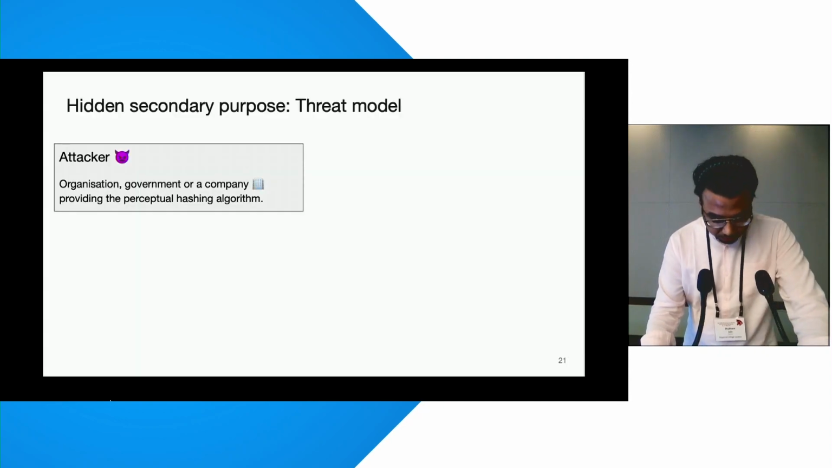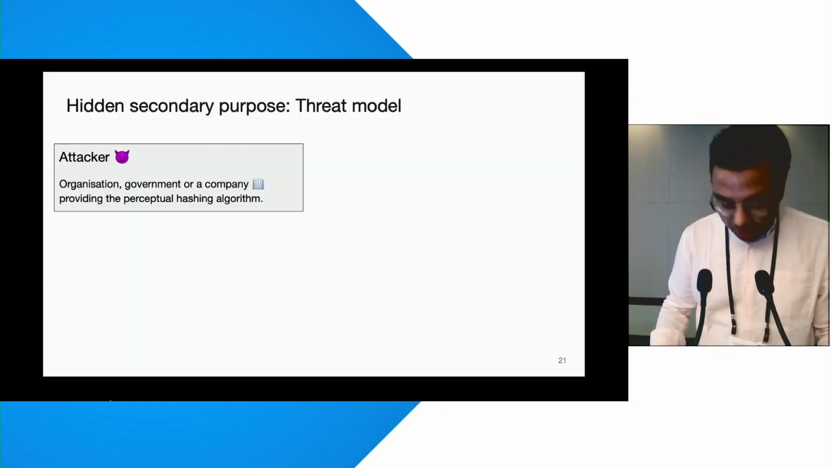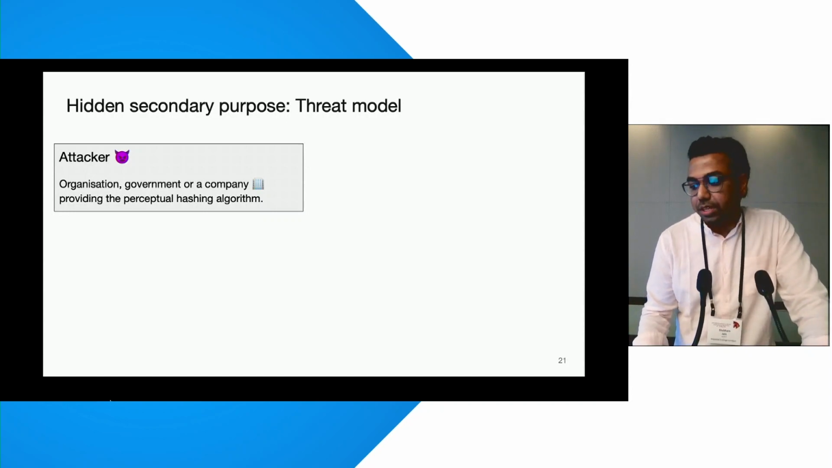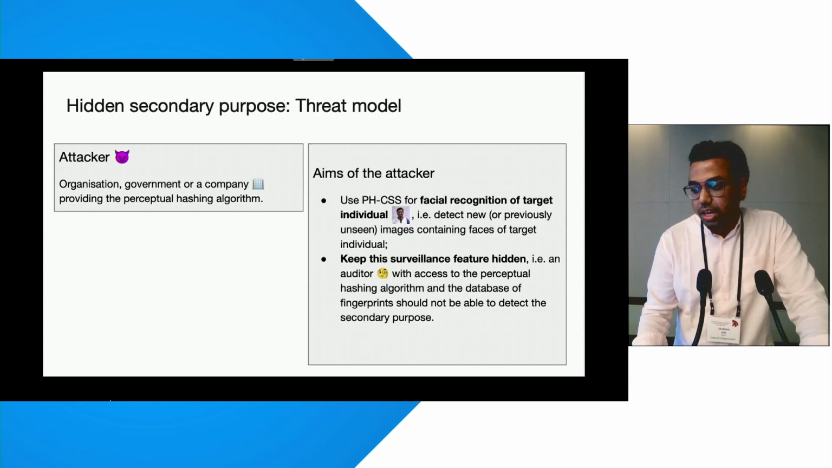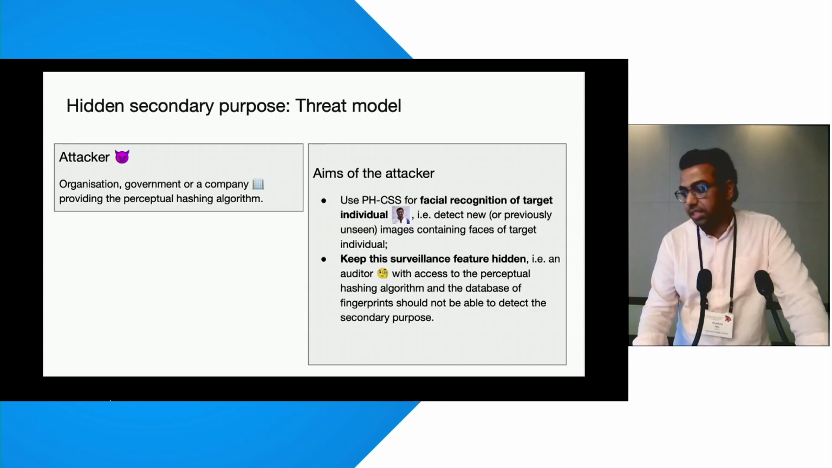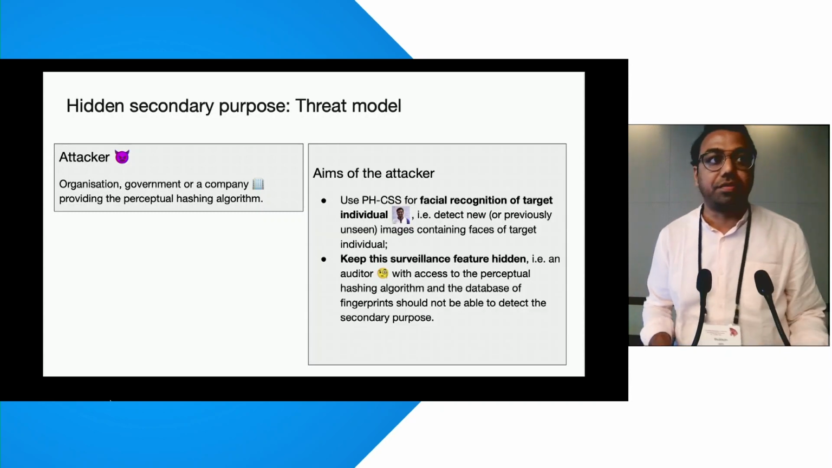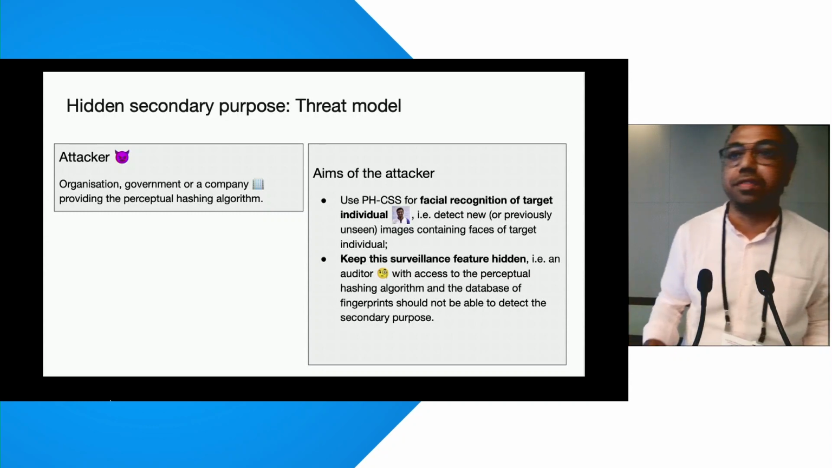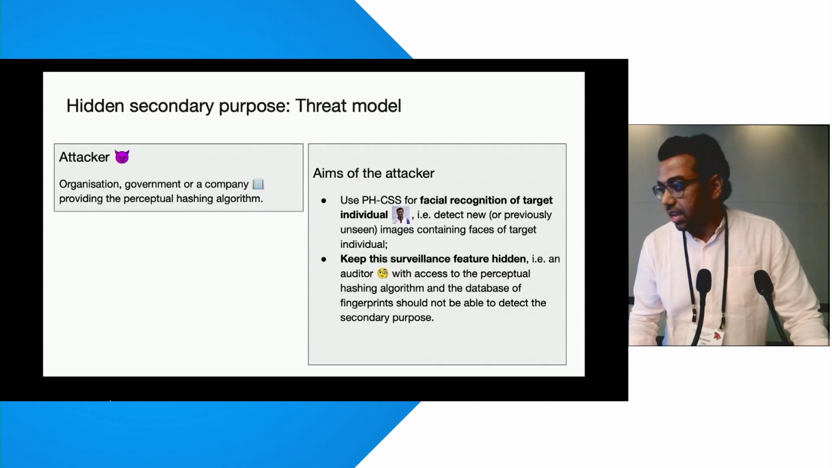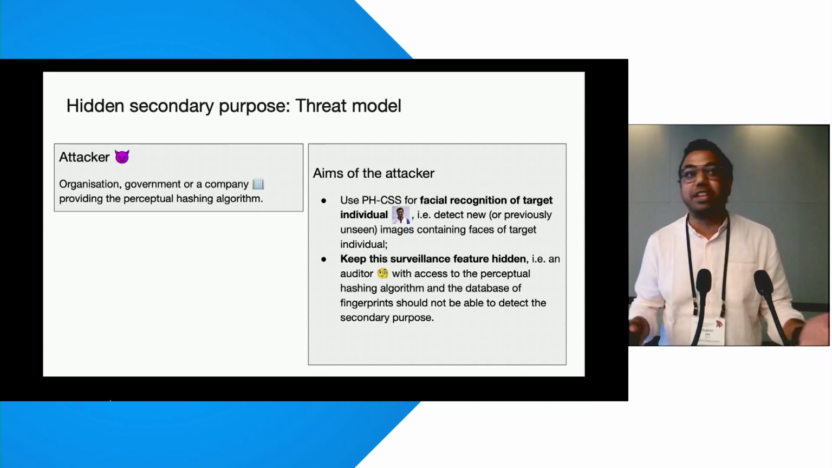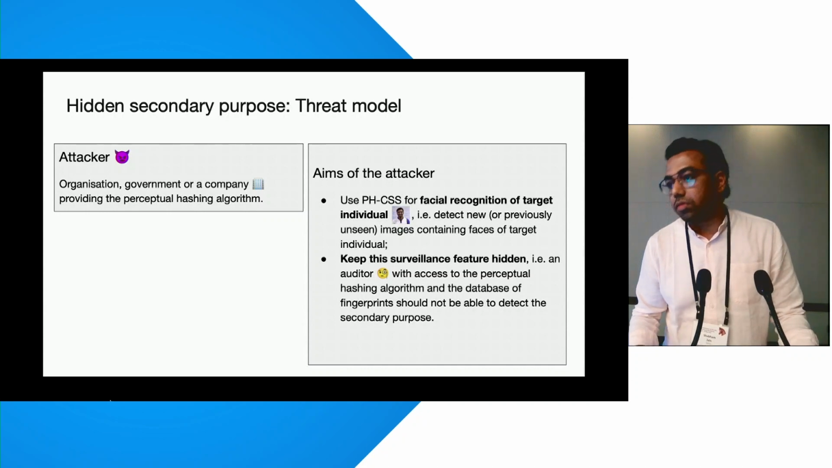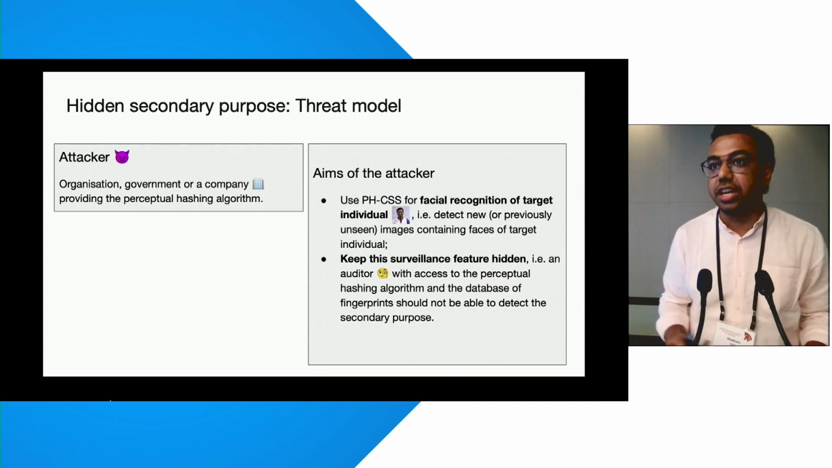So we consider our attacker to be an organization. It could be a government or a company who is providing the perceptual hashing algorithm. The aim of this attacker is to use this technology for facial recognition of a target individual. For the sake of presentation, let's assume I am the target individual that they want to detect, and they want to detect new or previously unseen images of me. And furthermore, the attacker wants to keep this feature hidden.